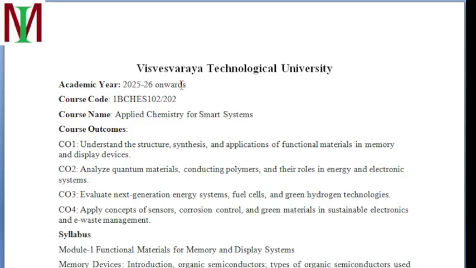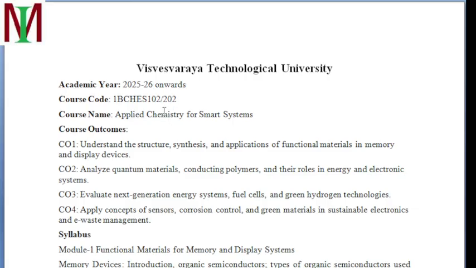But that means 2025 admitted students onwards. A new syllabus is framed. A new course is framed, called Applied Chemistry for Smart Systems, with a subject code of 1BCHES102/202. It means students will study it either in the first semester or the second semester. So 1 represents the first semester, 2 represents the second semester, and the other 2 represents the second course of their first year engineering courses.